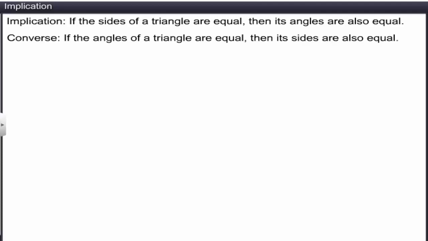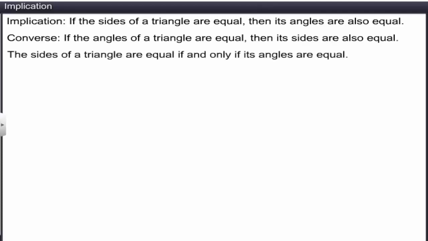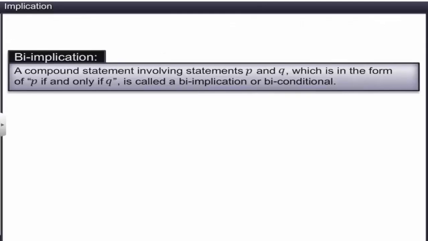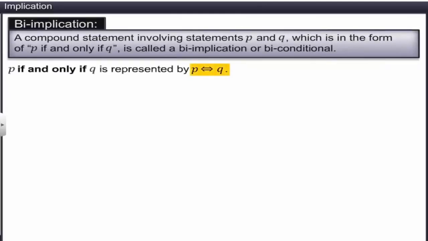Such statements can also be expressed as: the sides of a triangle are equal if and only if its angles are equal. Such compound statements are called a bi-implication or biconditional. A compound statement involving statements P and Q, which is in the form of P if and only if Q, is called a bi-implication or biconditional. A bi-implication is represented by a double imply symbol.